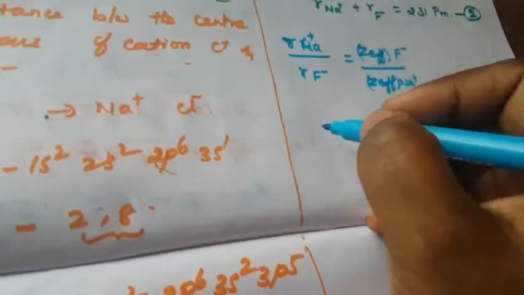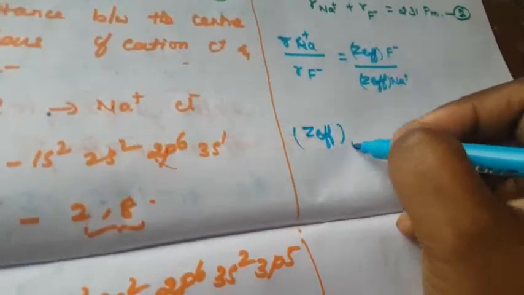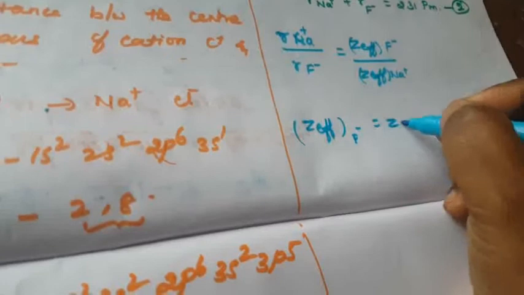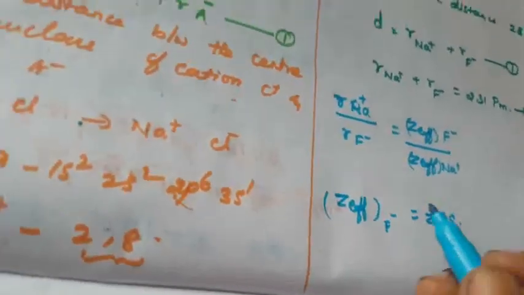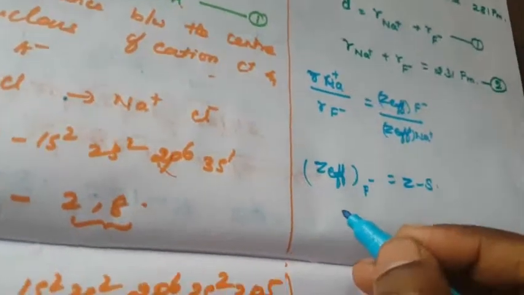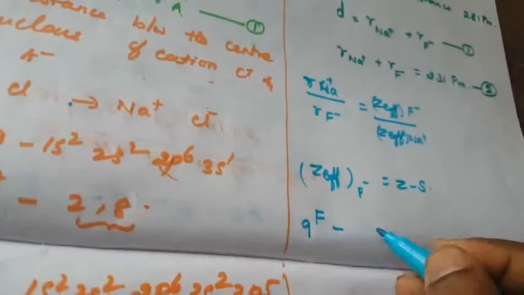What is the effective nuclear charge? Effective nuclear charge of F minus equals Z minus S. First you have to calculate the effective nuclear charge of F minus. So how to calculate the effective nuclear charge of fluorine? The atomic number is 9.